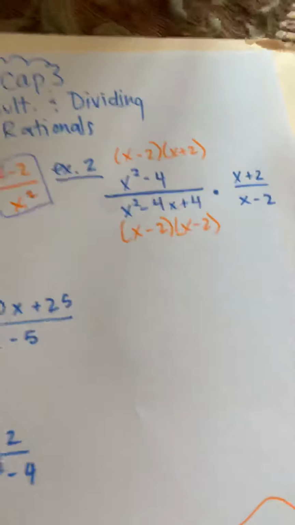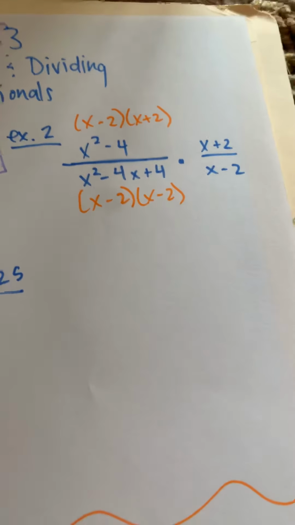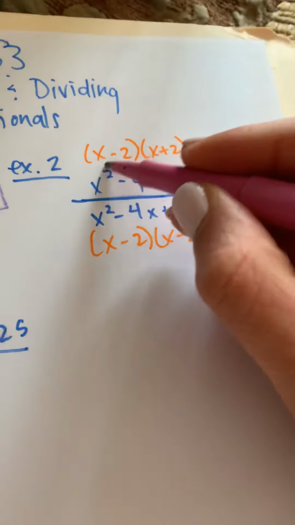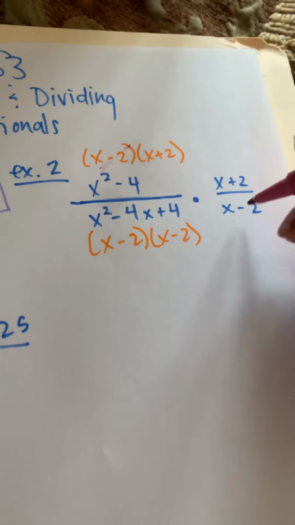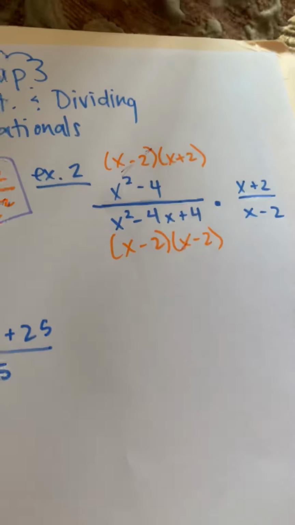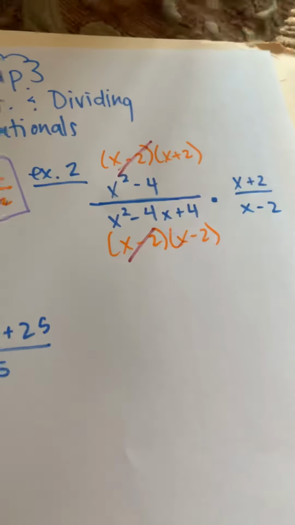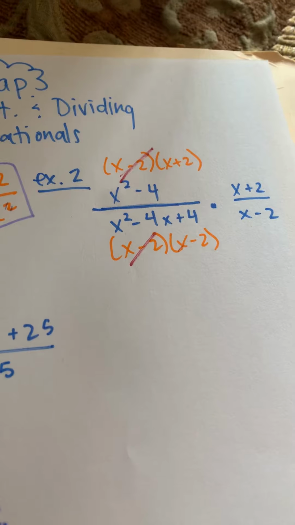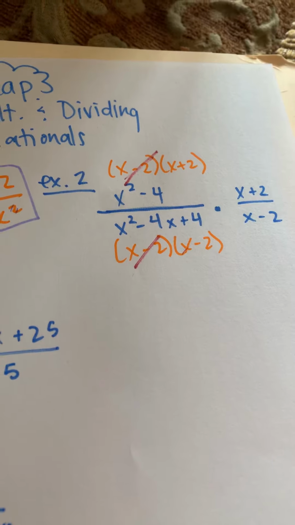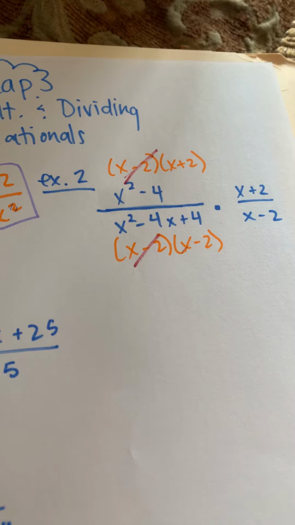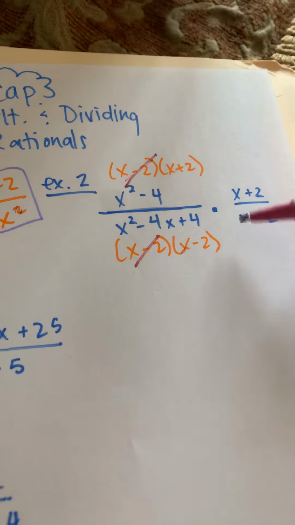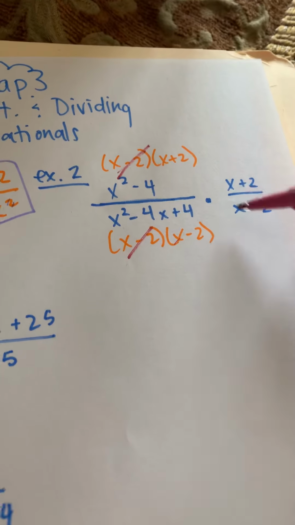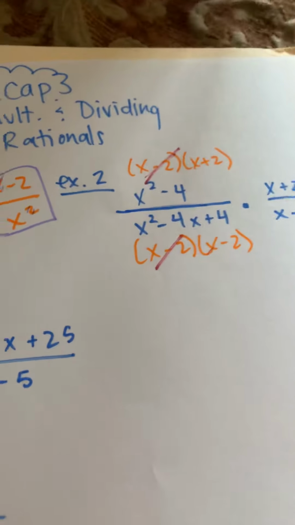Switching colors a lot here. But you need one on top, one on bottom. So I could do this x minus 2 and that x minus 2 or that x minus 2 or that x minus 2. It doesn't matter. One on top, one on bottom. Then I guess it's all that cancels. I actually meant to write this upside down. Let's do that.